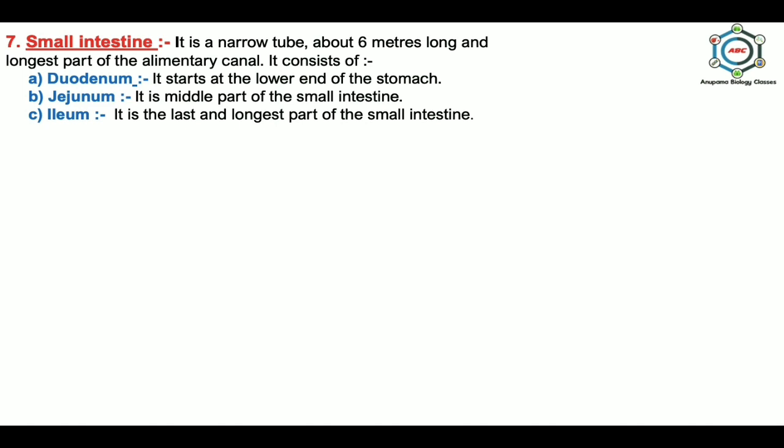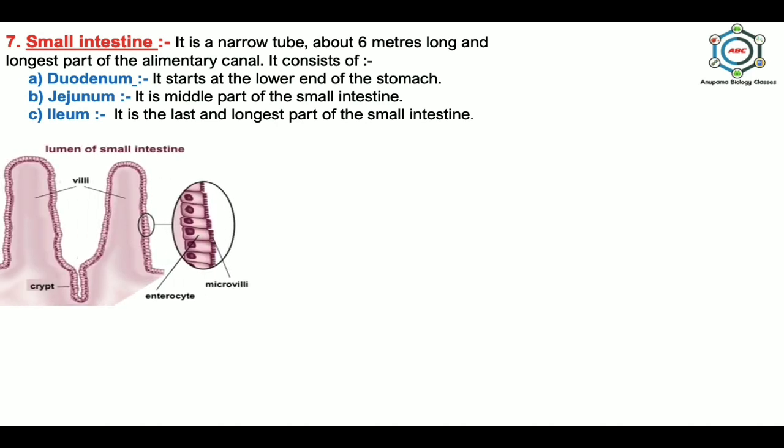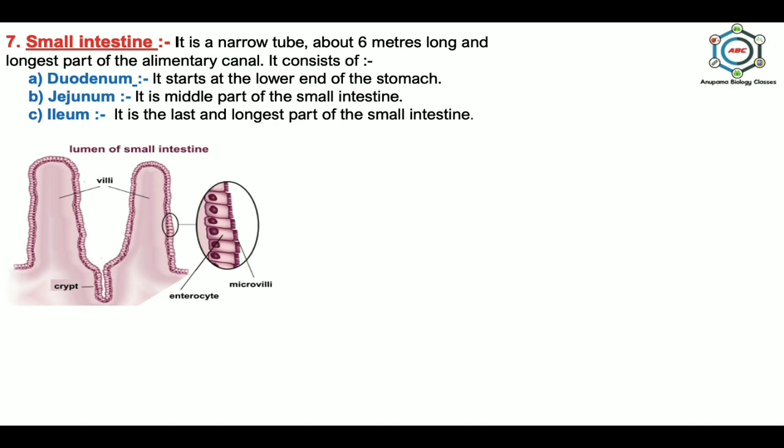It has three regions: the duodenum, which starts at the lower end of the stomach and is the uppermost part of the small intestine; the jejunum, the middle part of the small intestine; and the ileum, the last and longest part of the small intestine. Now see the picture here. This is the lumen of the small intestine, that means the internal part, and here the villi are present. Villi are finger-like projections which increase the surface area for the digestion and absorption of food.